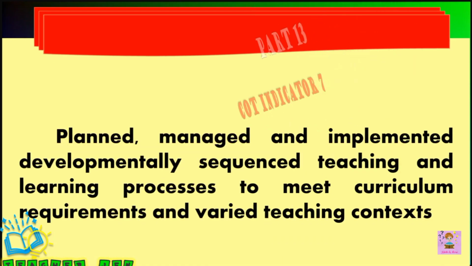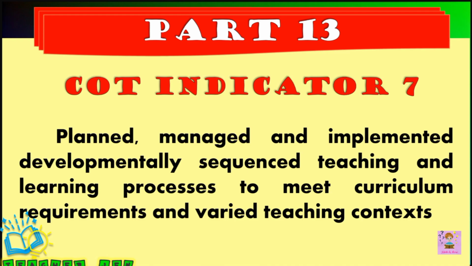Part 13. The integration of COT Indicator 7 can be incorporated throughout different parts of our lesson plan. It involves careful planning and organization of activities, ensuring a logical progression of content, and adapting teaching strategies to suit the needs and abilities of our dear learners. Specific sections where this integration can be highlighted include the lesson objectives, in which it clearly outlines the intended learning outcomes and how they align with the curriculum requirements. We should consider the developmental stage of our learners when setting objectives.